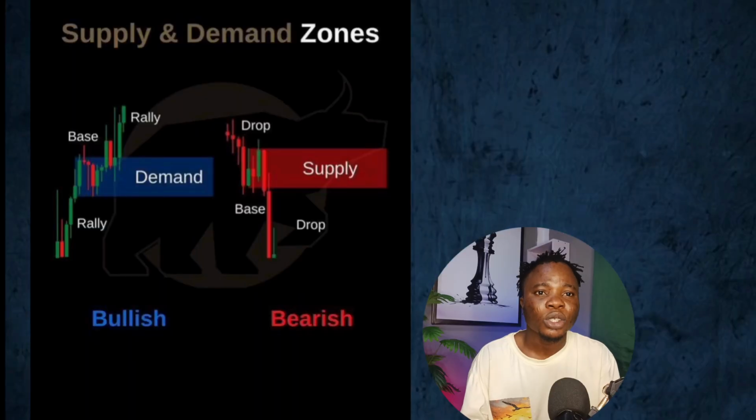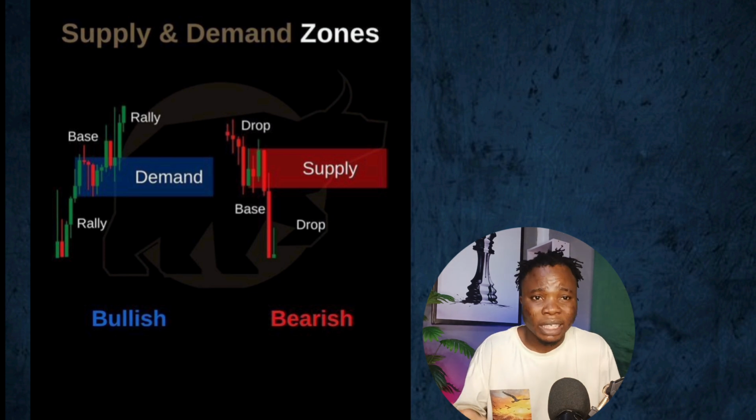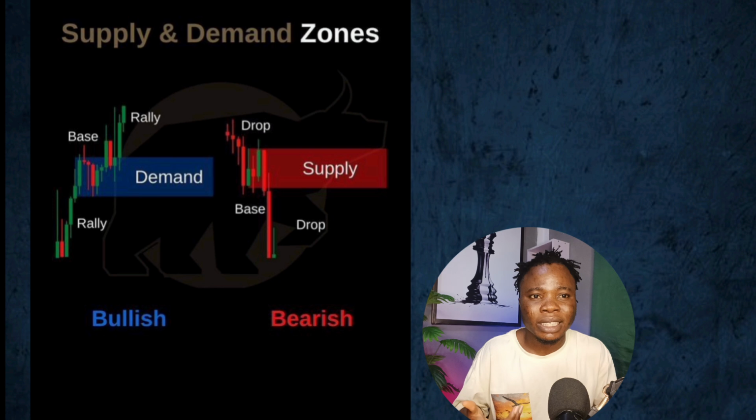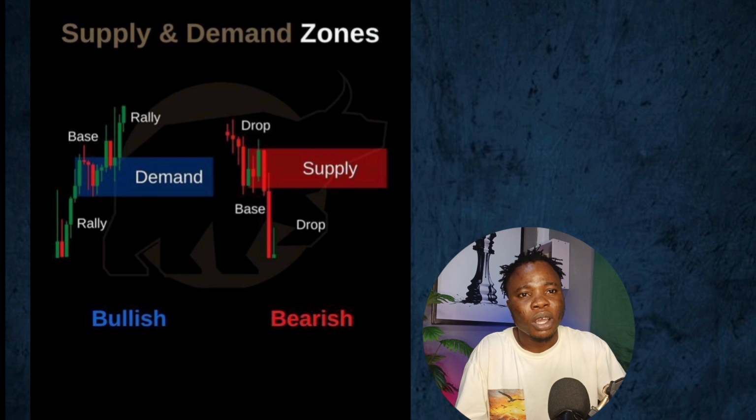Supply and demand. Price moves from areas where sellers are to areas of demand, which is where buyers are. Suppliers are the people who are selling, while demand is the people who are buying. If a lot of people are buying something, they are demanding that thing, which makes the price go up. If a lot of people are selling, they are supplying more, which makes the price go down.